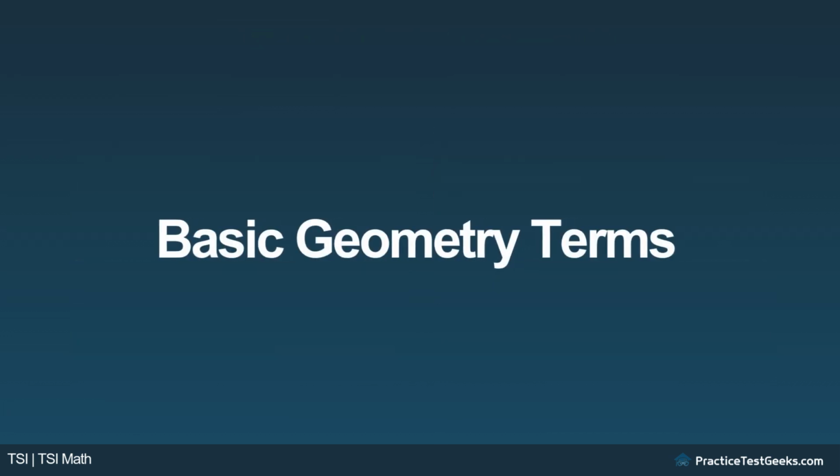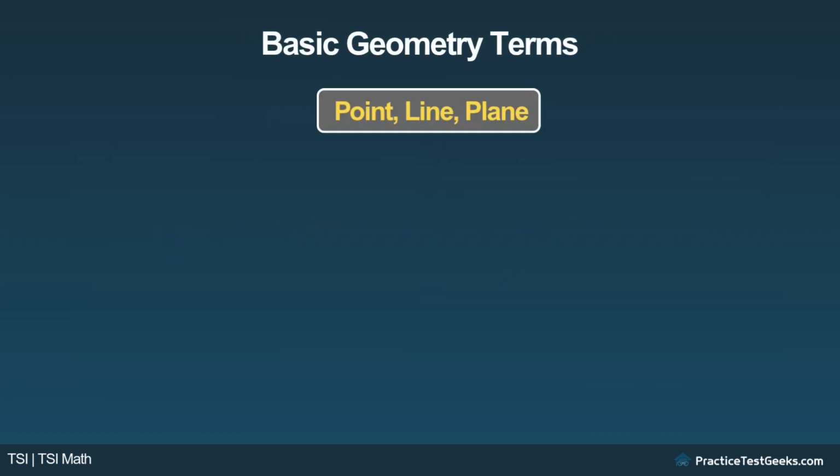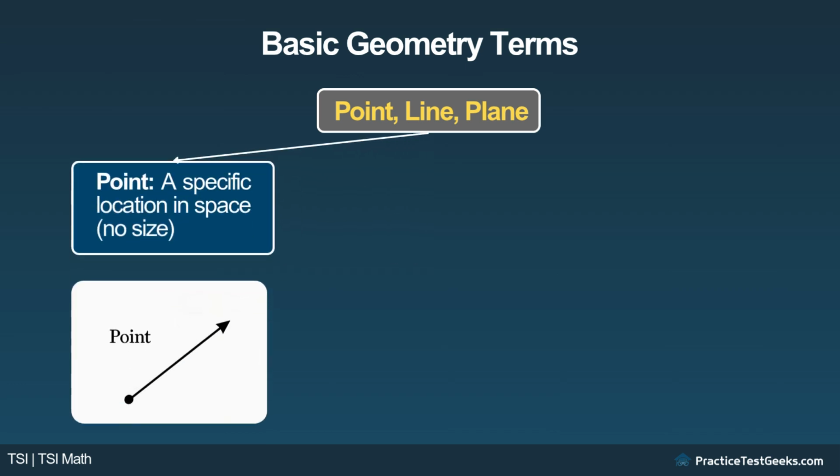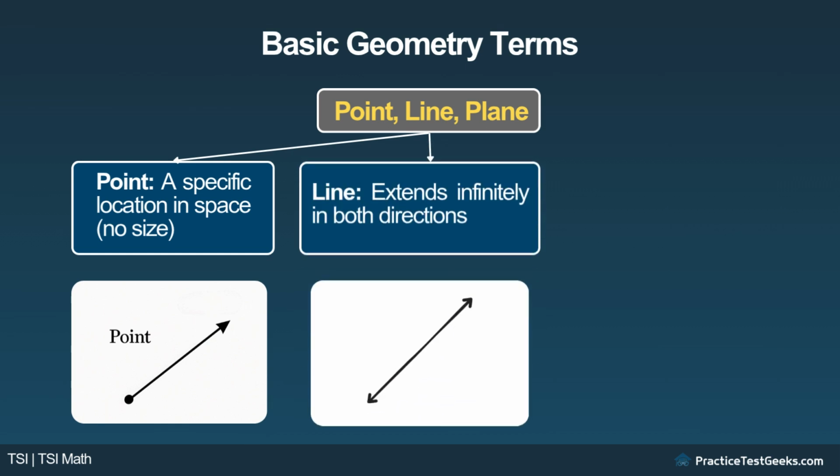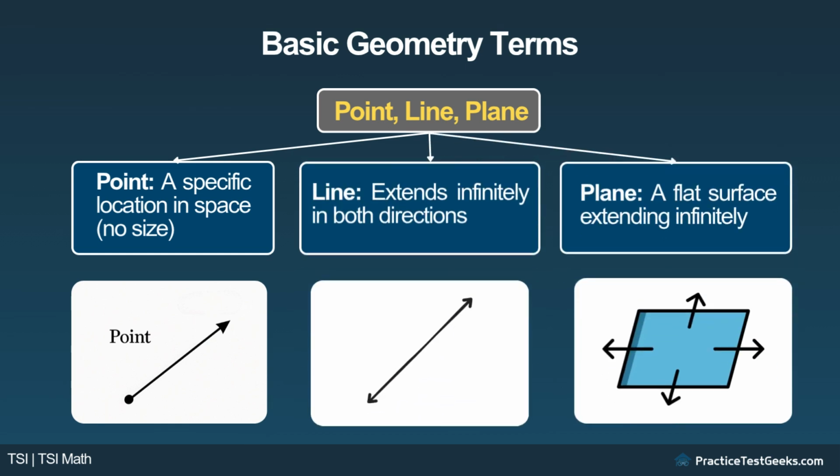Basic geometry terms: point, line, plane. Point: a specific location in space with no size. Line: extends infinitely in both directions. Plane: a flat surface extending infinitely.